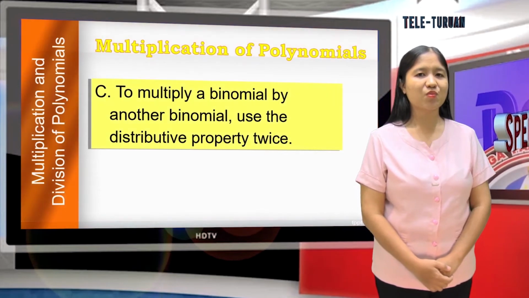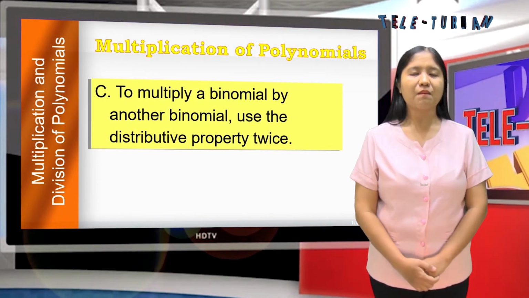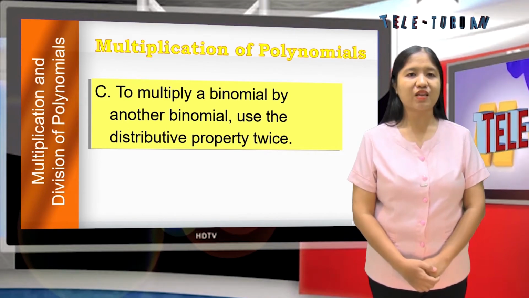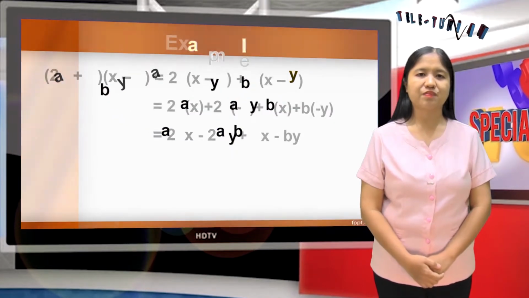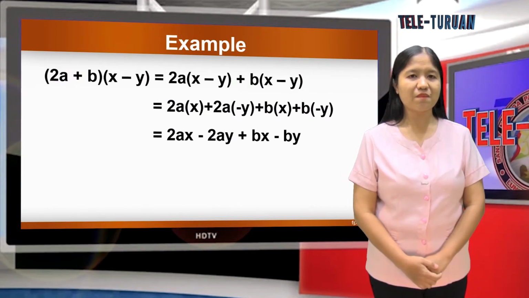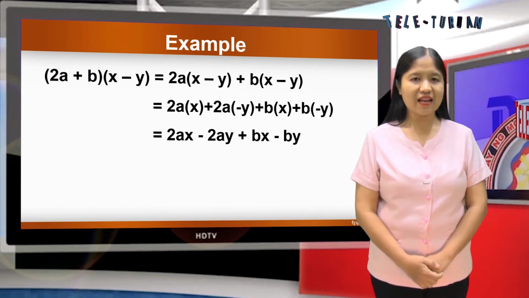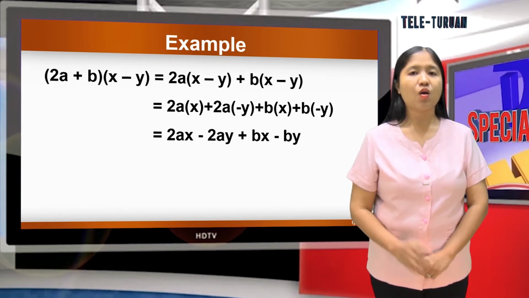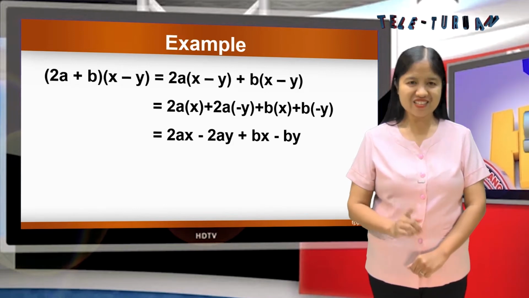One more way is to multiply a binomial by another binomial. We use the distributive property twice. For example, we have the quantity 2a plus b times the quantity x minus y. What will we do? That's right.